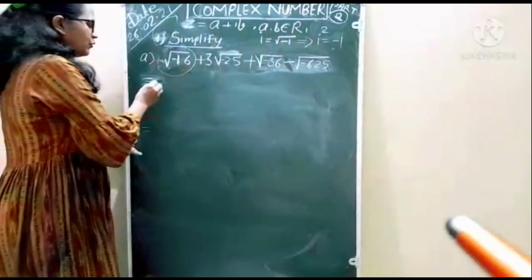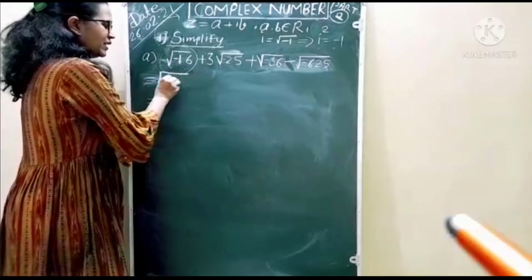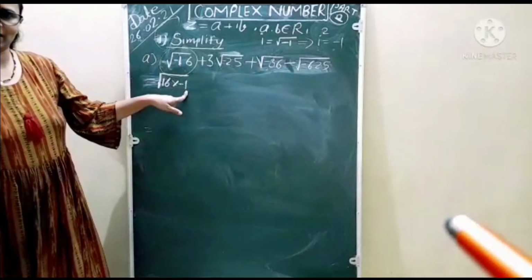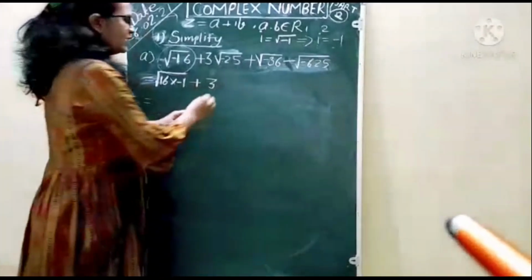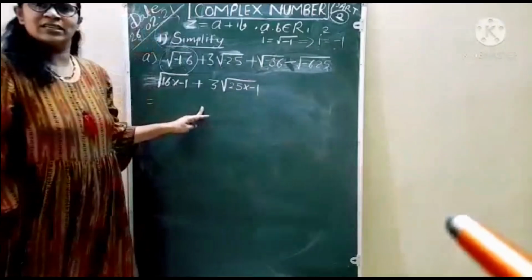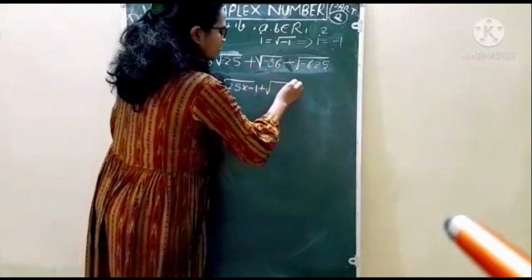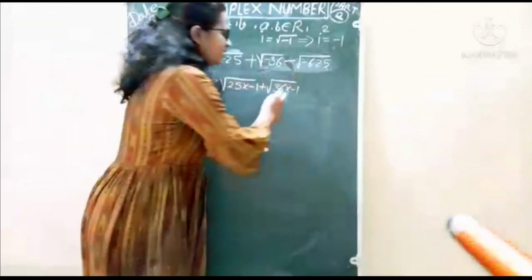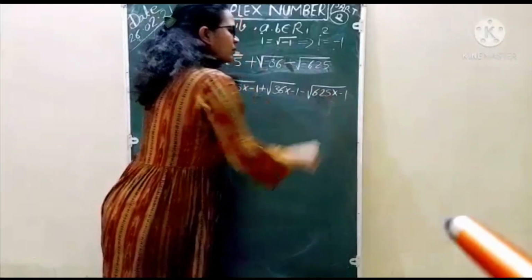Start from the first term, root of 16. We have to separate the minus, so we can write this as 16 into minus 1. Then the second term, 3 you write as it is, into root of 25 into minus 1. In the next term, again follow the same: 36 into minus 1. And here the minus sign is there, so root of 625 into minus 1.